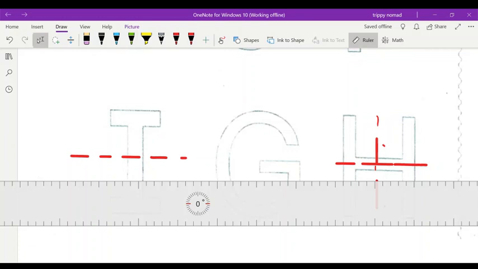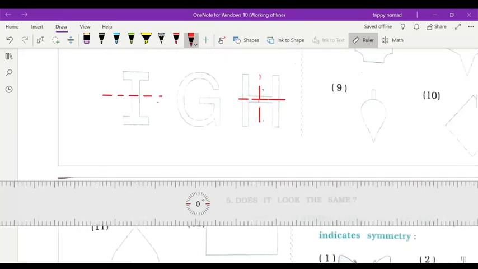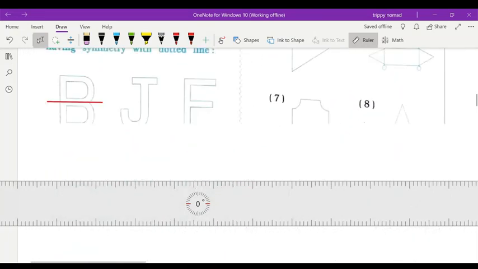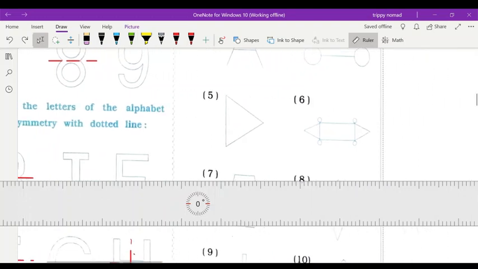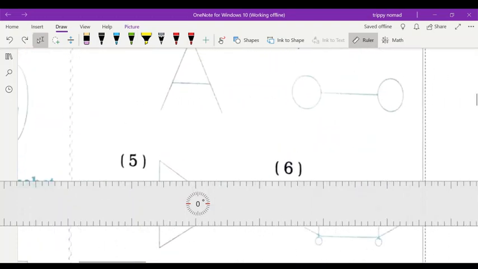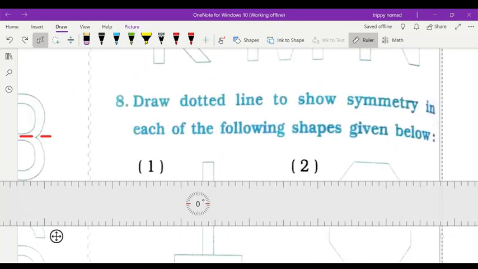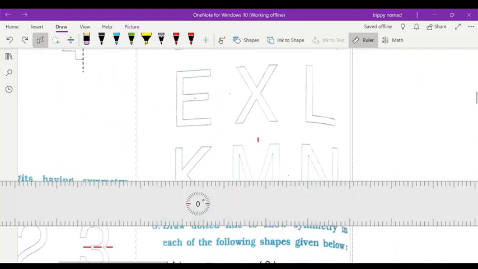In the case of I and H, you can draw vertical as well as horizontal. In both cases you will get the symmetrical figure. So you have to decide which type of line will show the line of symmetry. In some alphabets, both the horizontal as well as the vertical lines will show symmetrical figures. Now children, question number 7 you can do yourself.